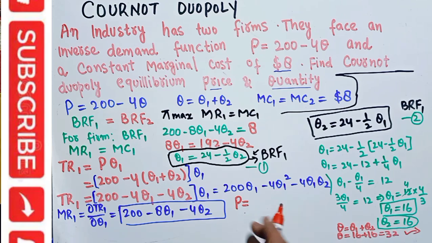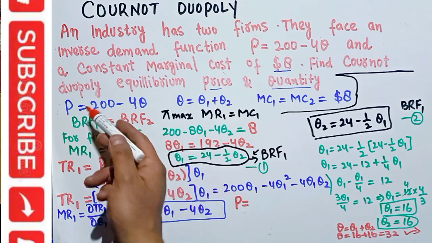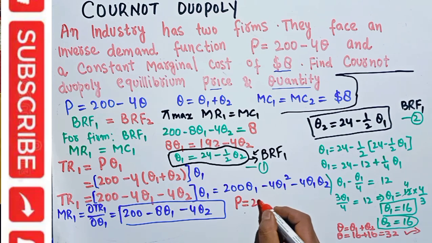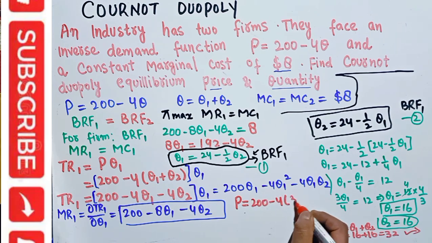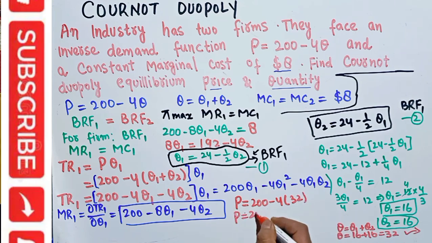And what is the Cournot equilibrium price? Simply plug the value of q equal to 32 into this inverse demand function. So we have 200 minus 4 into 32. So P will be equal to 200 minus 4 2s are 8, 4 3s are 12. So subtracting 128 from 200, we will get 72 as the equilibrium market price, and Q equal to 32 as equilibrium quantity produced in case of Cournot duopoly. I hope I make myself clear in this video. Thank you.